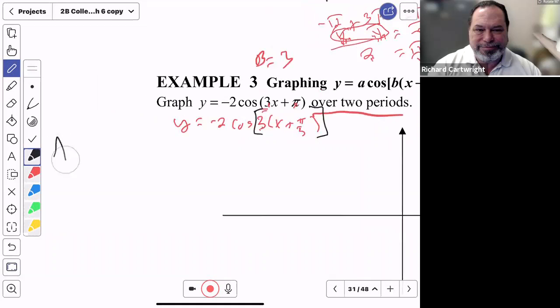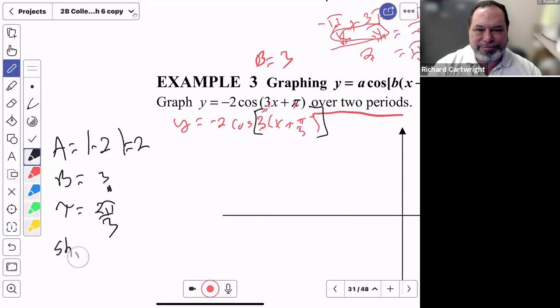All right, that's what we got. Our amplitude is the absolute value of negative 2, which is 2. Since it's negative, you know it's going to be an upside down cosine. So keep that in mind. My B is 3. Therefore, my period is 2 pi divided by 3. That means I get 3 pictures in 2 pi distance. I'm dividing it all up into 360 divided by 3, which is actually 120 degrees. So every 120 degrees is a new picture. What else do I need to know?